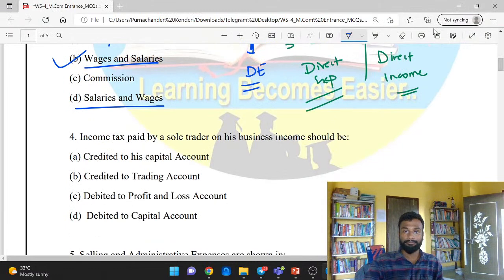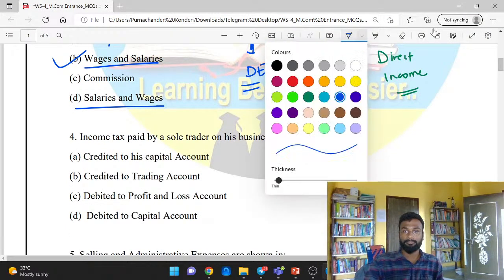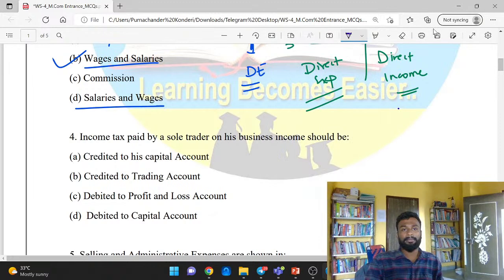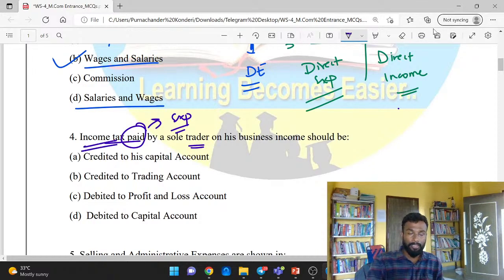Question number 4. Income tax paid by the sole proprietor. Income tax paid, what does it mean? It is an expense. See, income tax is nowhere related to the production. Since it is nowhere related to the production, it is an indirect expense. So indirect expenses will be considered as a debit item of profit and loss account.